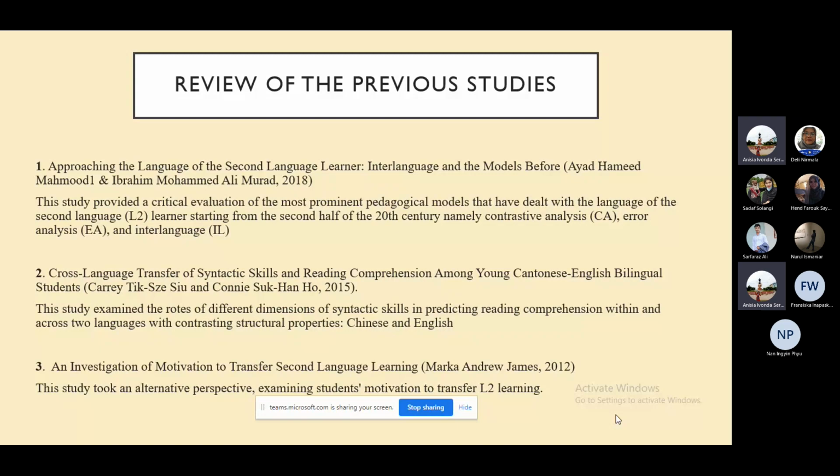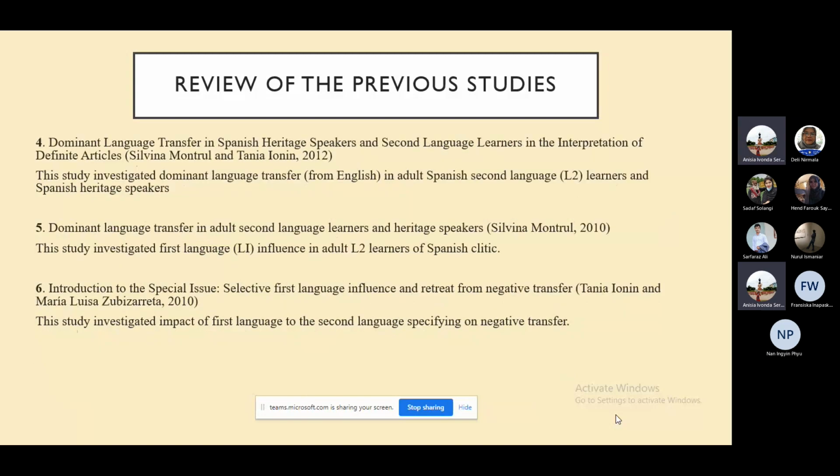The third, an investigation of motivation to transfer second language listening. The study took an alternative perspective, examining students' motivation to transfer second language learning. The fourth, dominant language transfer in Spanish heritage speakers and second language learners in the interpretation of definite articles. This study investigated dominant language transfer from English in adult Spanish second language learners and Spanish heritage speakers. Fifth, dominant language transfer in adult second language learners and heritage speakers. This study investigated first language influence in adult second language of Spanish.